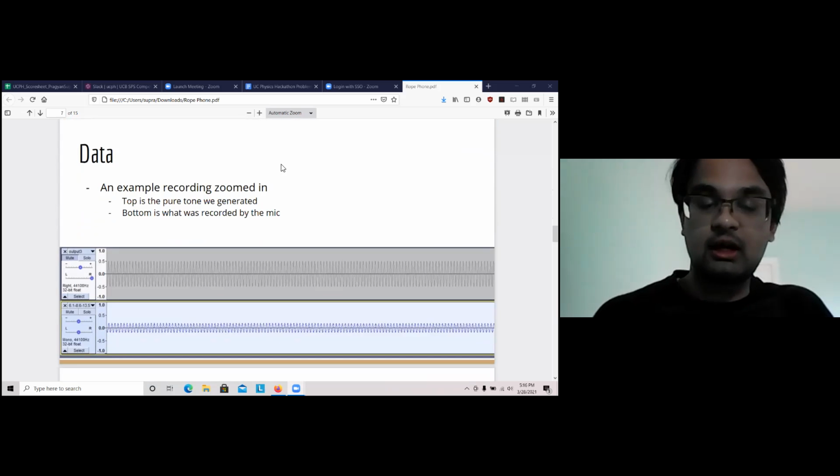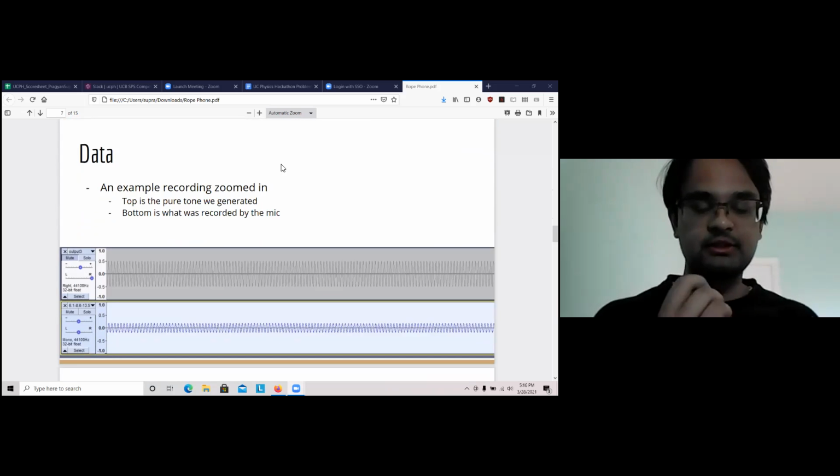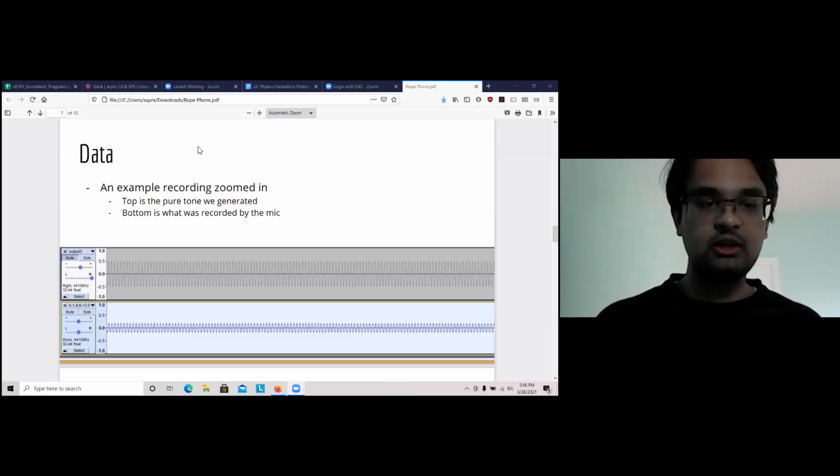So I put the tone at the one end with the headphones and recorded it at the other. This is an example of what the data looked like zoomed in. One of the bigger changes was that the amplitude went down, and there were also distorted values in the frequency, which you can't see zoomed in.